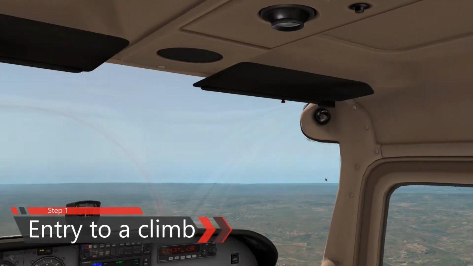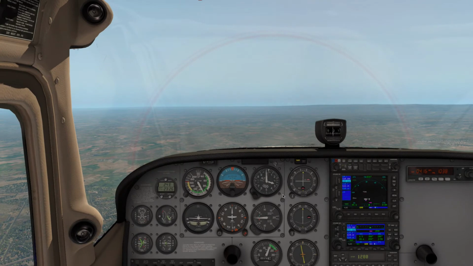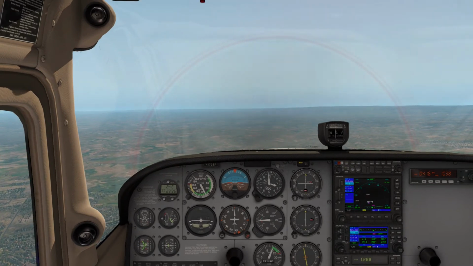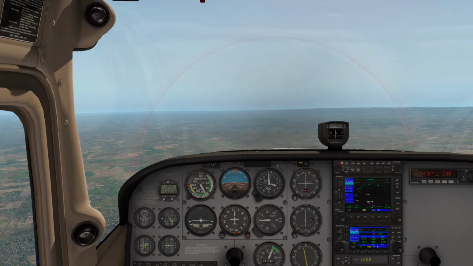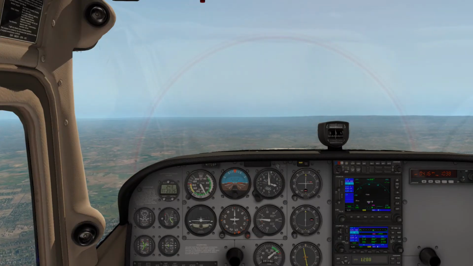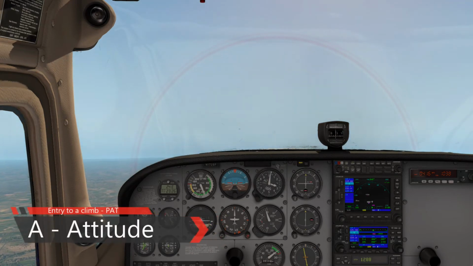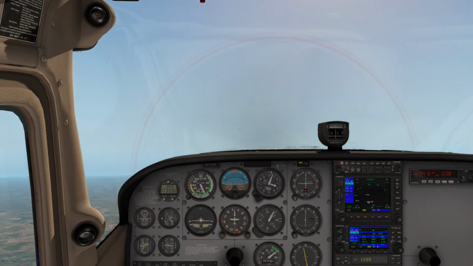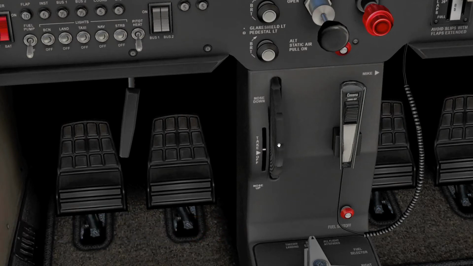First of all, we need to check the traffic outside, as you don't want to hit anything. And then reach the mixture, increase the power to full and balance with rudder. After that, pull your yoke, raise your nose to climb attitude, and allow the airspeed to reduce. At the same time, I'm also trimming the aircraft nose up, so that I do not need to apply much force to hold the yoke.